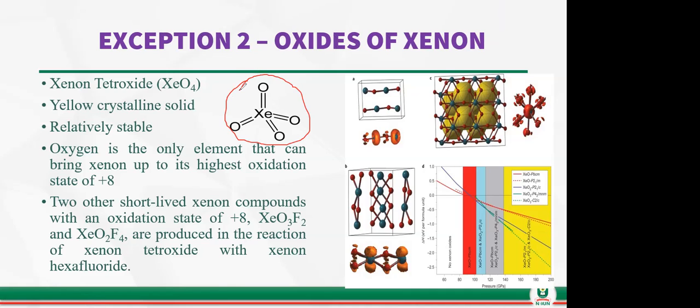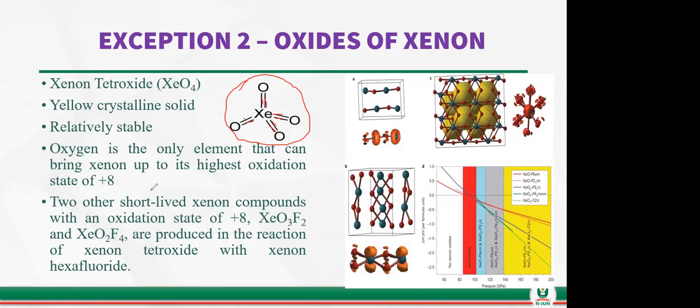Xenon tetroxide is a yellow crystalline solid. It's relatively stable. Oxygen is the only element that can bring xenon up to its highest oxidation state. You can see this is 1, 2, 3, 4, 5, 6, 7, 8.